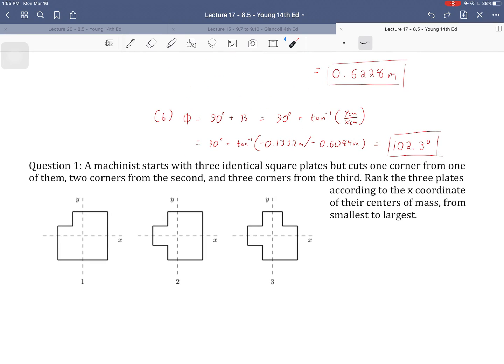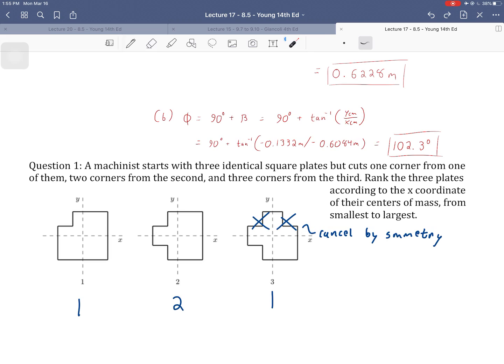Okay, in question 1, we have a conceptual question, and we're told that a machinist starts with 3 identical square plates, but cuts 1/4 from one of them and 2 corners from the second, and 3 corners from the third. Rank the 3 plates according to the x coordinates of the center of masses from smallest to largest. Tied for smallest is going to be number 1 and number 3, so they each get the rank of 1.